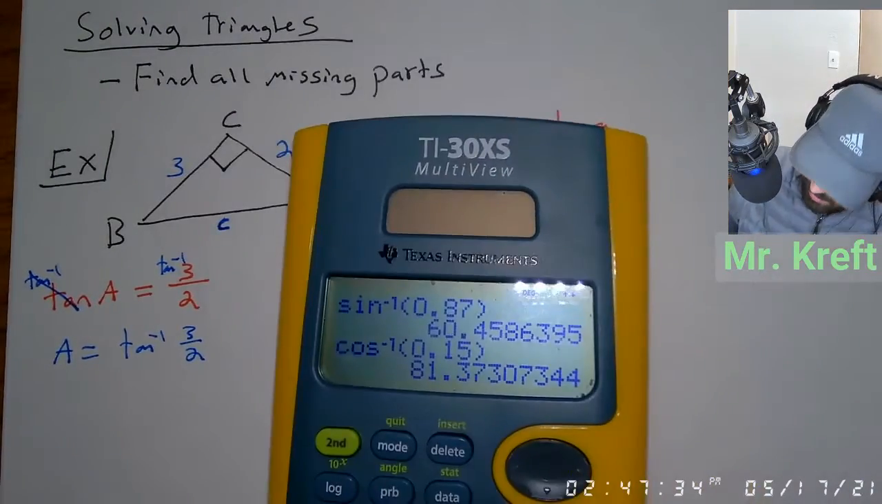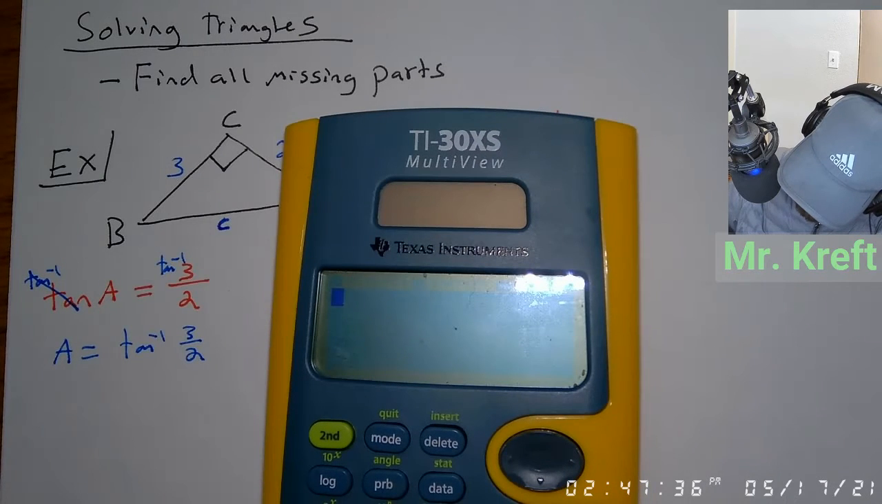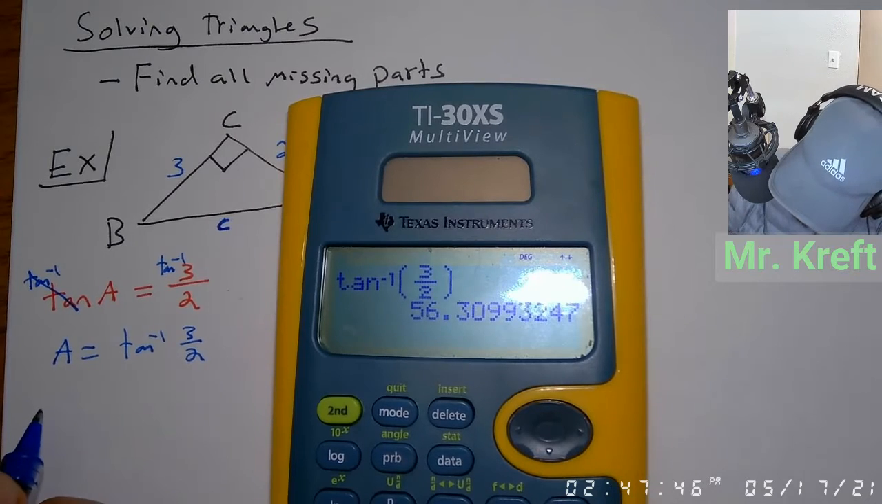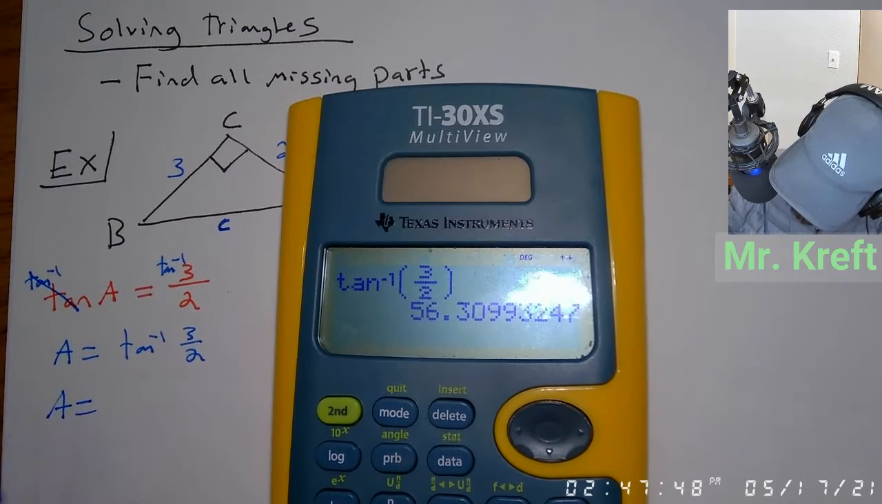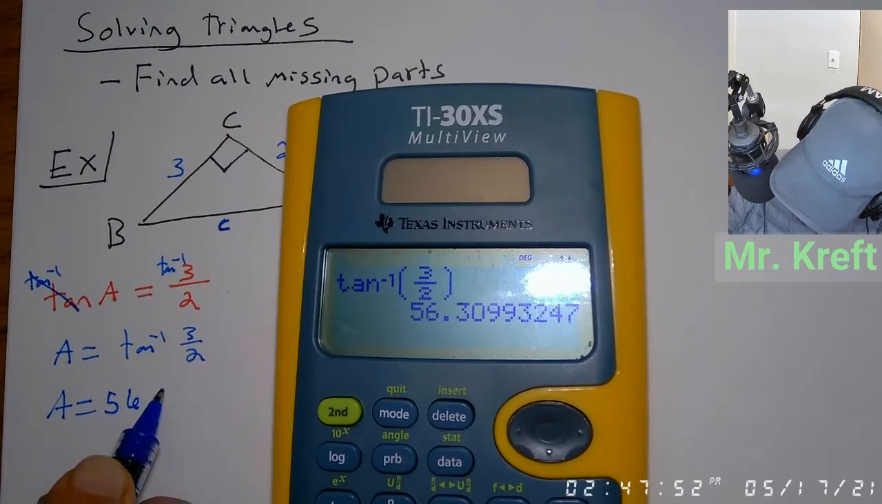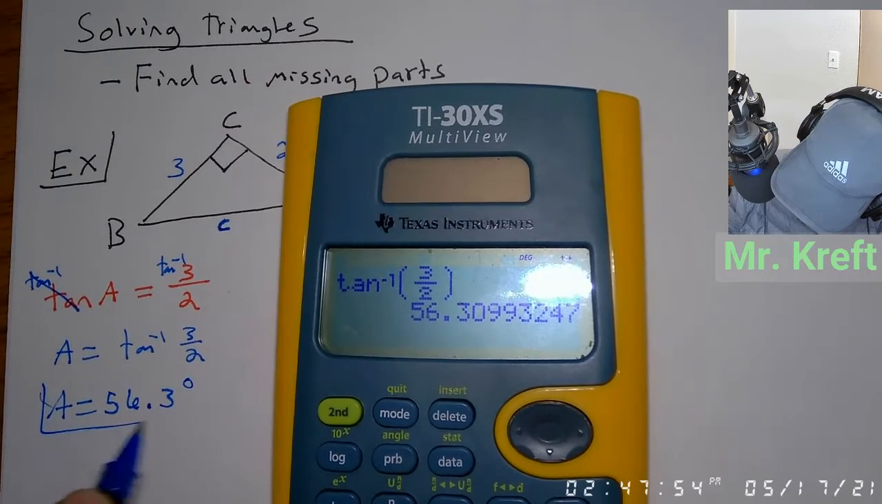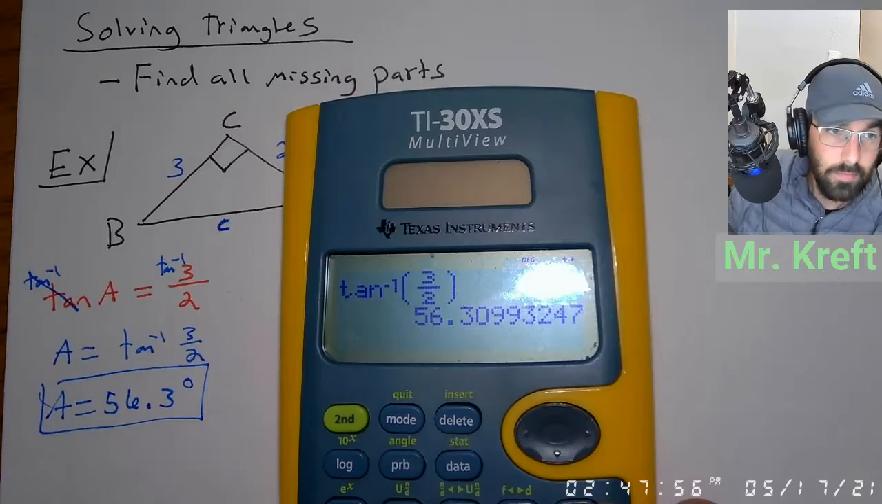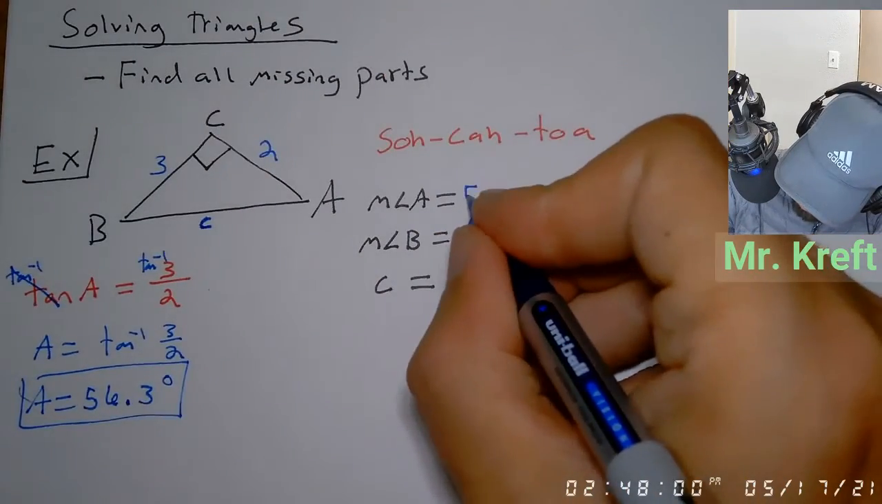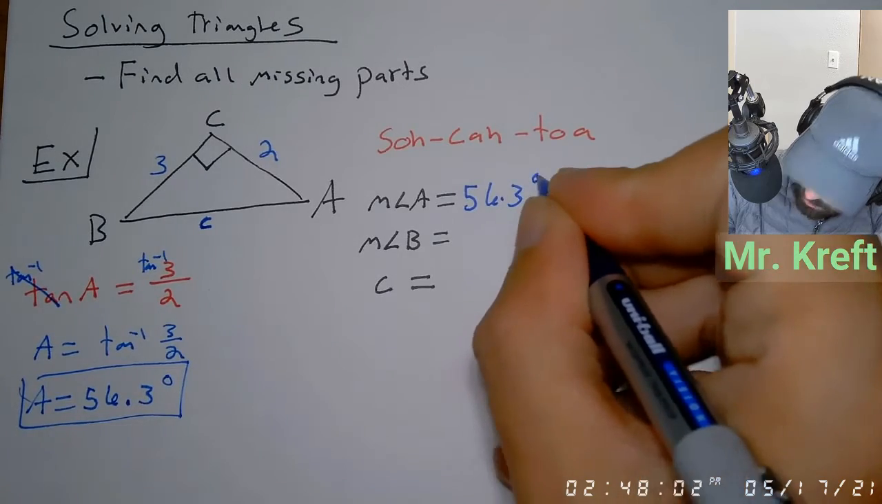And just like that, I take a look at my calculator. I go tangent inverse, and then you can even use the fraction button if you would like, of 3/2. I hit enter. I'm going to round to the nearest degree. So A equals 56.3 degrees. Okay, and then I can go ahead and write that up here, 56.3 degrees.